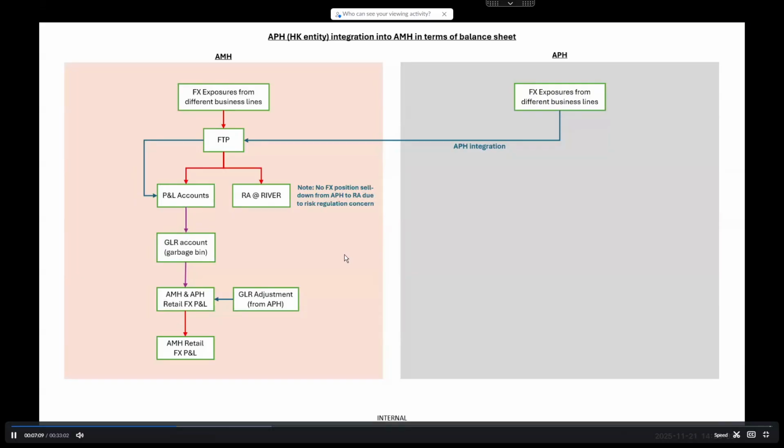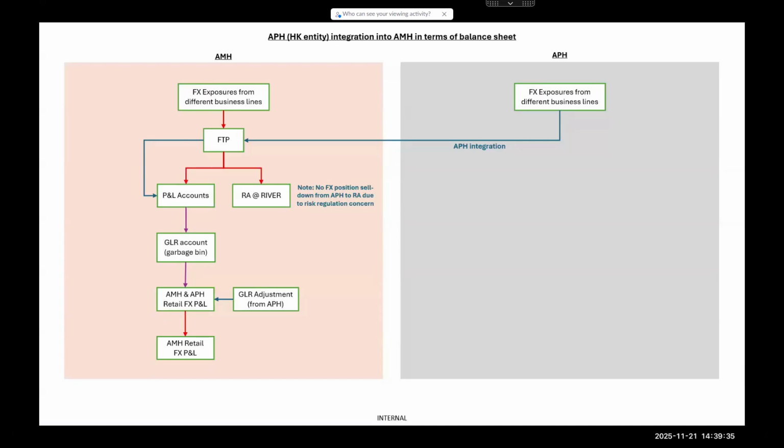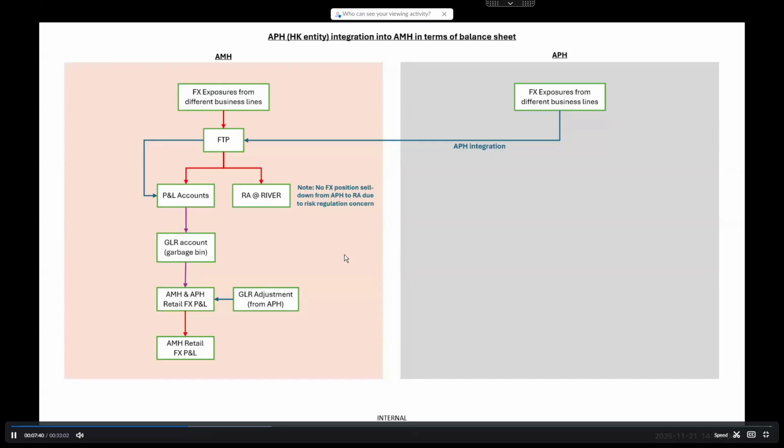For the APH, what's the main source again? Why are they not flowing into the FTP? Yeah, because there is a process called APH integration. I guess the management wants to be able to look at the APH P&L inclusively in the AMH P&L, rather than just separating it.